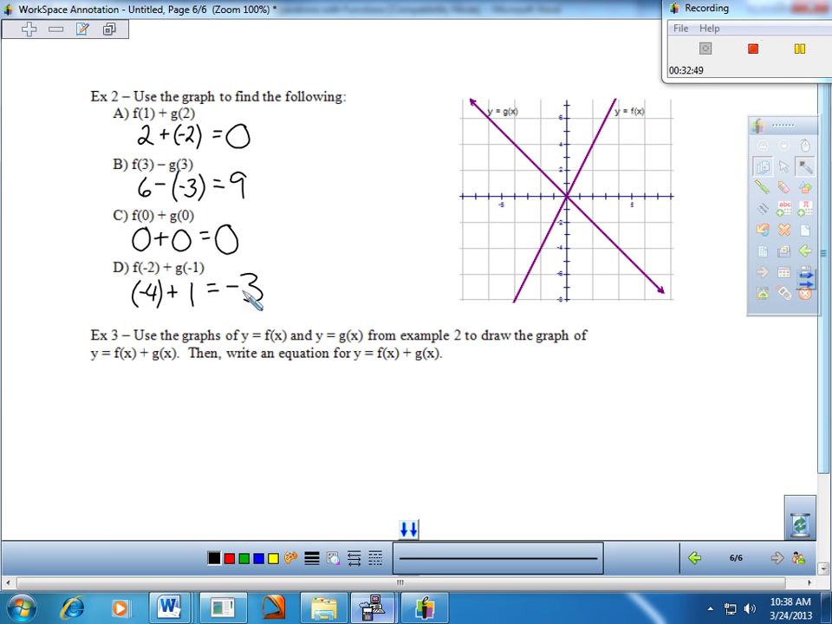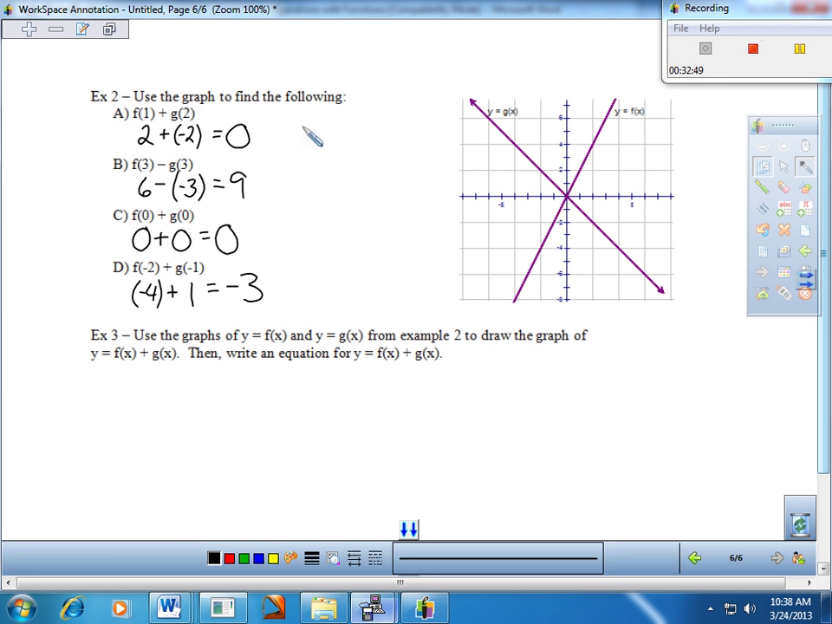It says, use the graphs of y equals f of x and y equals g of x from example 2 to draw the graph of y equals f of x plus g of x. So let's go ahead and create or draw the combination function from the graphs of the original two. Then, a little extra here, let's see if we can write an actual equation for it. So here's what I'm thinking. Let's just go through briefly a couple of the x's here, and let's see what happens.